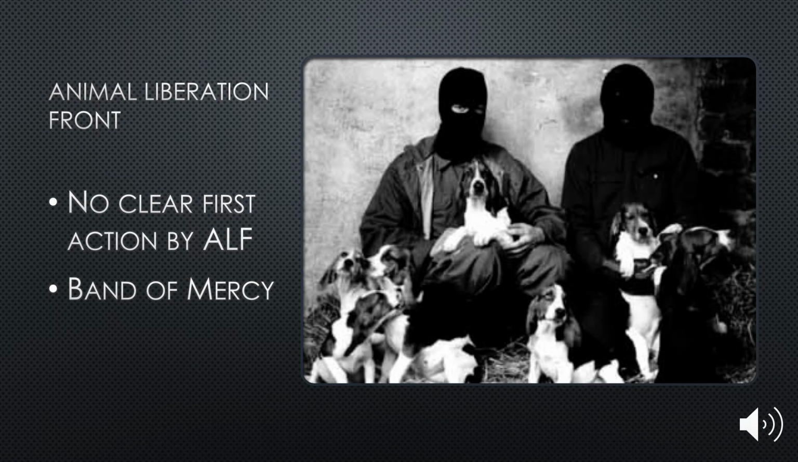Others say that the first action was when activists disguised themselves in lab coats and rescued cats, dogs, and guinea pigs from a New York University medical center. Or it can be as late as 1982 when activists broke into the Howard University laboratory and rescued 24 cats who were deliberately crippled to conduct research. And no matter what the first action is, the ALF can be divided into two large waves.